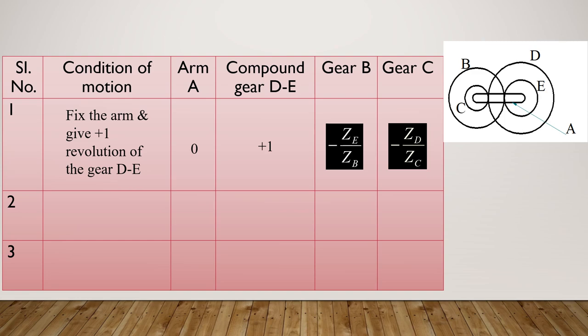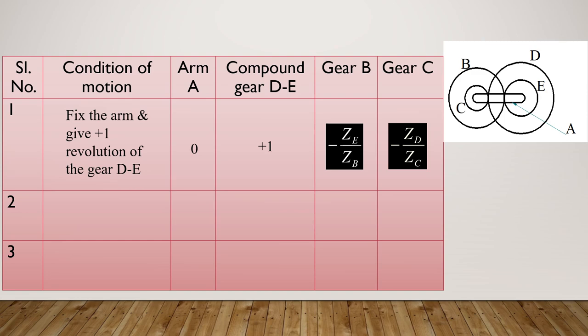Next, coming to gear C. Now gear C is in mesh with which gear? You can see the diagram. C is in mesh with D. Whatever rotation you are giving to D will be transferred to C here. So D is the driver for gear C. So number of teeth in the driver gear to the driven gear: D is the driver, C is the driven, so ZD by ZC. Now again, sense of rotation: if you give clockwise to D, C will rotate in the anti-clockwise direction, so a negative sign. Arm A is fixed, so 0.